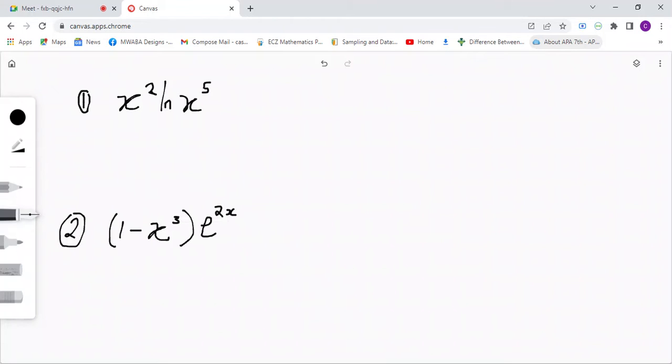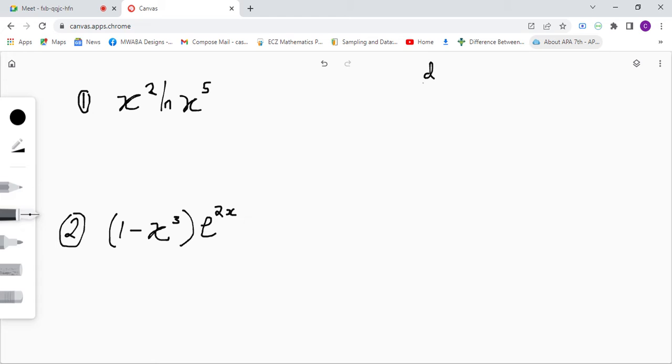All right, so we're still looking at calculus differentiation. We've got two examples here. The first one is x squared times the natural log of x to the power 5. So we can see two different functions here, and we're going to apply the product rule.